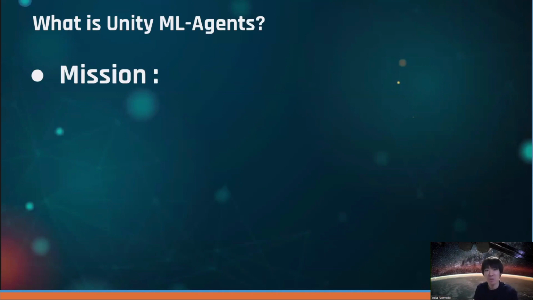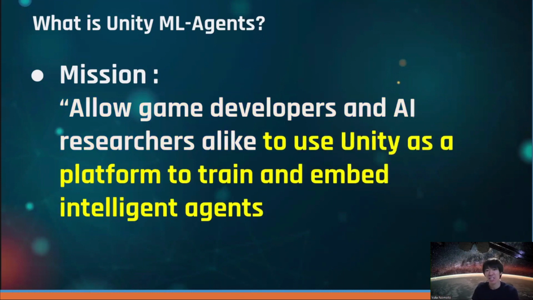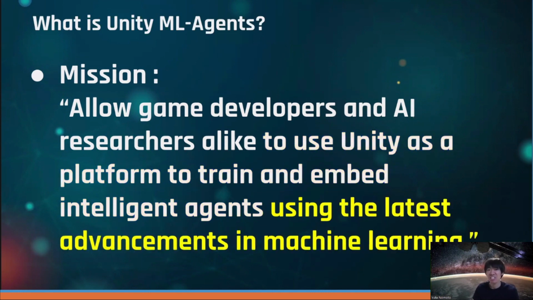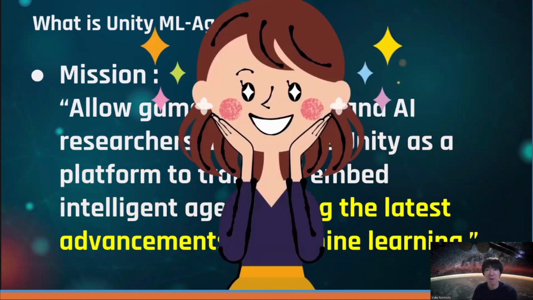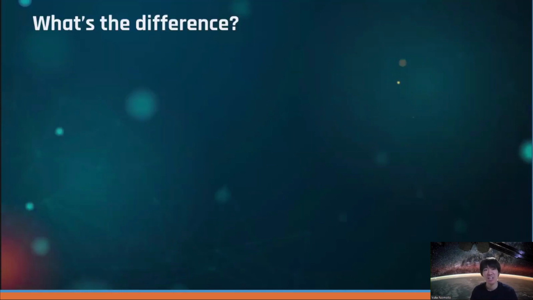And its mission is to allow game developers and AI researchers alike to use Unity as a platform to train and embed intelligent agents using the latest advancements in machine learning. It sounds perfect, right? So next is a brief introduction to artificial intelligence.